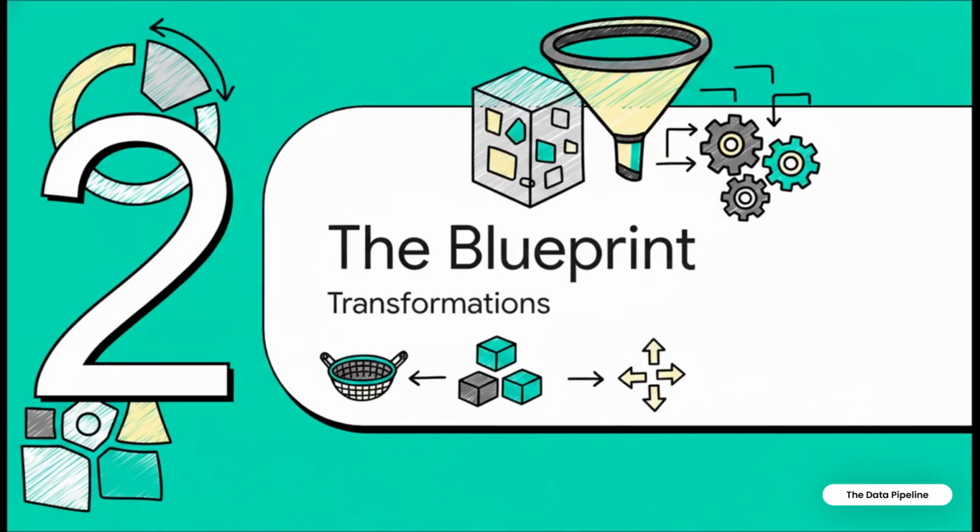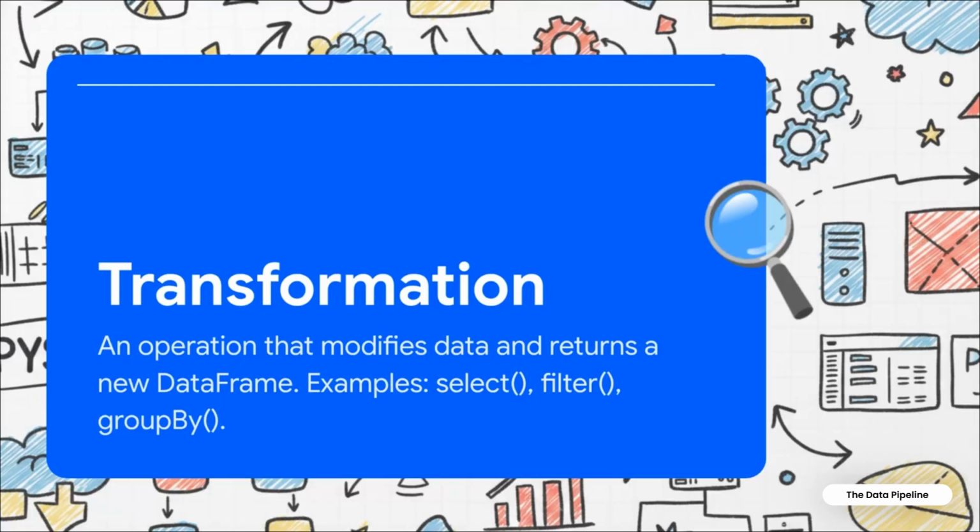Okay, so we've got our data loaded into a data frame. Now what? How do we actually do stuff with it? Filter it, change it, clean it up? Well, we do it by building a kind of blueprint, a set of instructions. And in PySpark, these instructions are called transformations. So transformations are basically just your commands to Spark. Things like, hey, filter out all these rows, or add this new column, or I only want to see these 3 columns. And every single time you do one, you get a new data frame back.